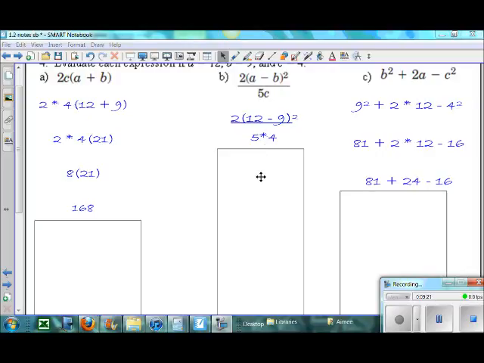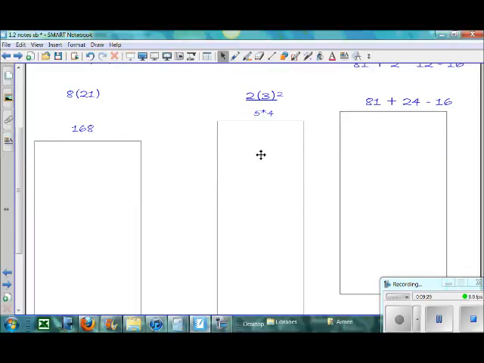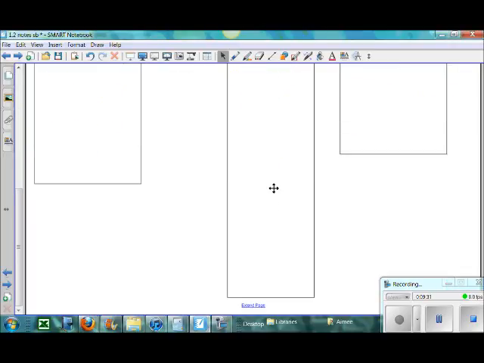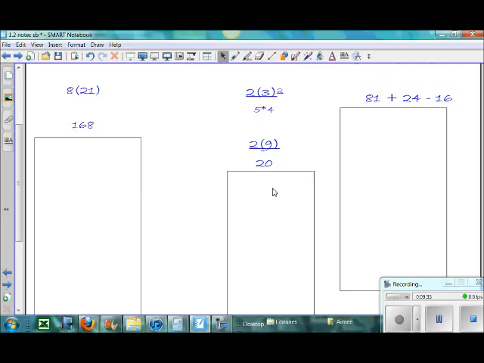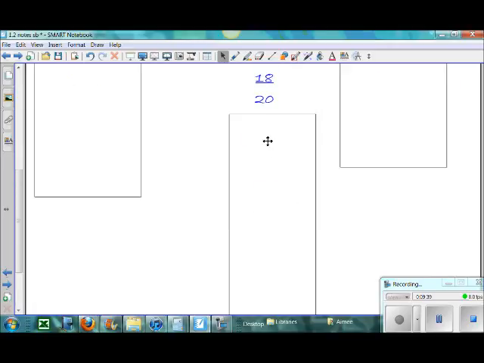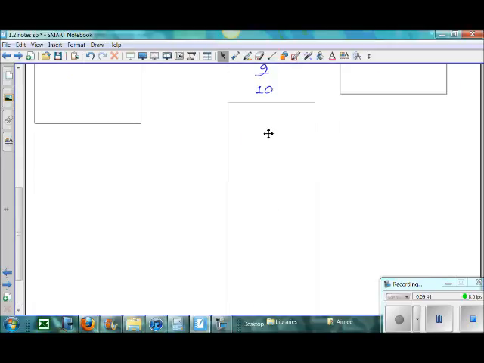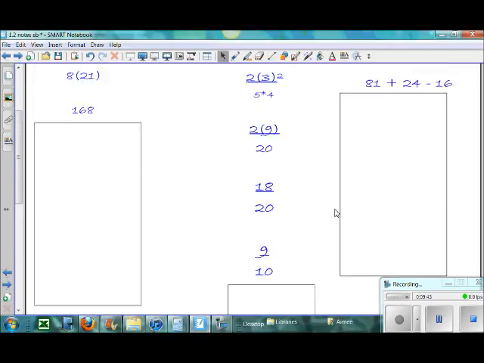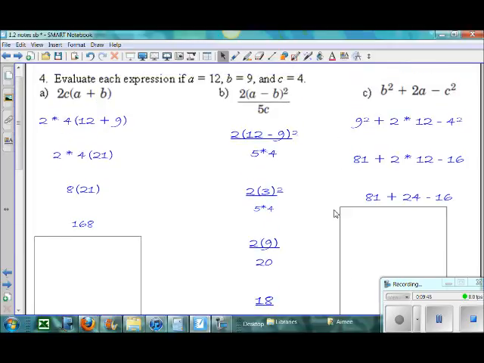So like I said before, we need to take care of the grouping symbol first. So 12 minus 9 is 3. Then we're going to take care of our exponents next. So we would have 3 to the second power, which is 9. Then we can take care of our multiplication. So we would get 18 20ths, and 18 20ths does simplify to 9 tenths. So 9 tenths would be our final answer there for example 4B.